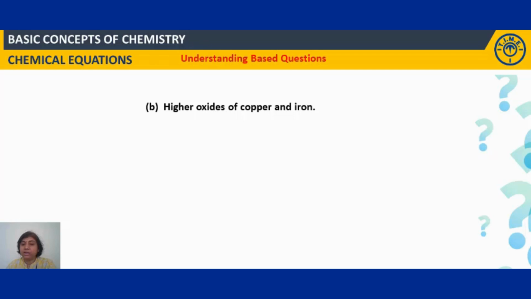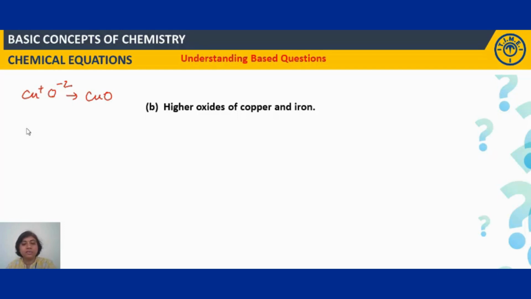We are continuing the calculation of molecular mass. Higher oxides of copper and iron, both you have to do. First you have to write the formula. You must know about it now. What is the higher oxide of copper? Already discussed in the previous exercise. Cu plus 2 and O minus 2. What is the formula? CuO.